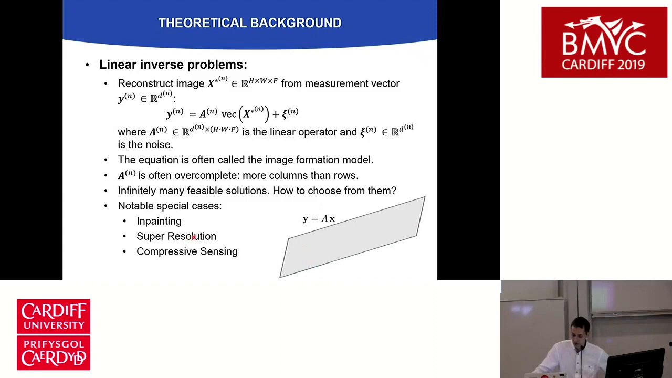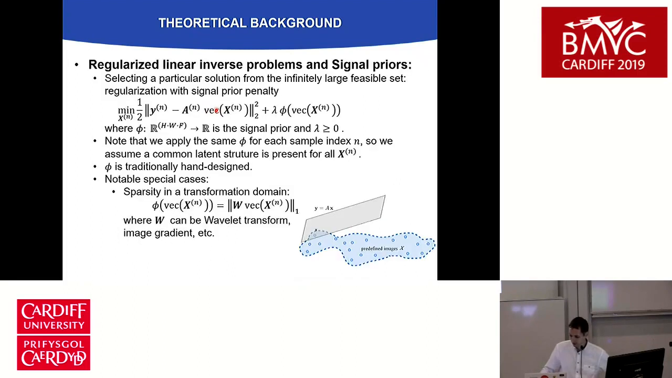Some well-known examples of this problem are inpainting, super resolution, and compressive sensing. These problems can all be cast in this form. The only difference is the definition of the matrix A_n. So, getting back to the previous question, how do we choose one point from the hyperplane?